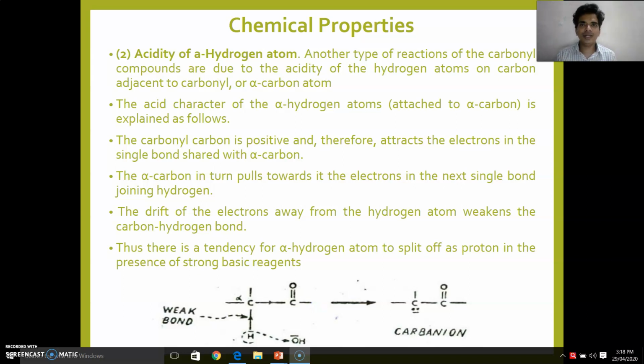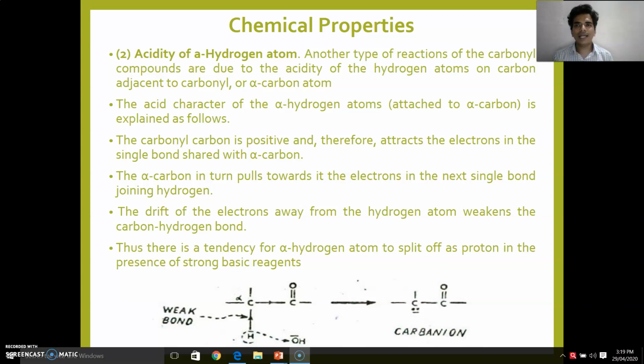Welcome, one and all, again to this lecture on carbonyl compounds, their reactions and their chemical properties. Only one point remains from the chemical properties, which is very important as far as chemical reactions are concerned. That chemical property is the acidity of a hydrogen atom. Another type of reaction of a carbonyl compound is due to the acidity of the hydrogen atom on a carbon adjacent to the carbonyl carbon, that is the alpha carbon atom.